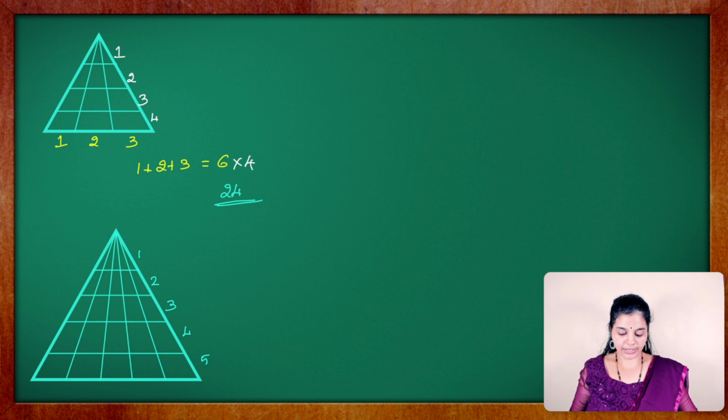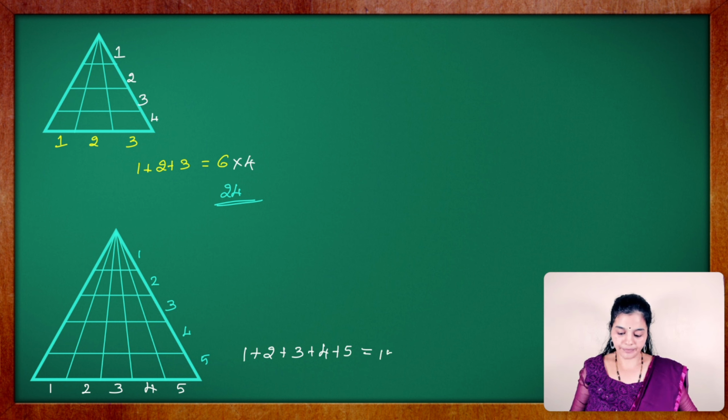Horizontal line, that's 5 parts. Vertical lines, now I have 1, 2, 3, 4 and 5 parts. So we have to add the number of parts that is made by the vertical lines. So that is 1 plus 2 plus 3 plus 4 plus 5, or you can use the formula n into n plus 1 divided by 2.